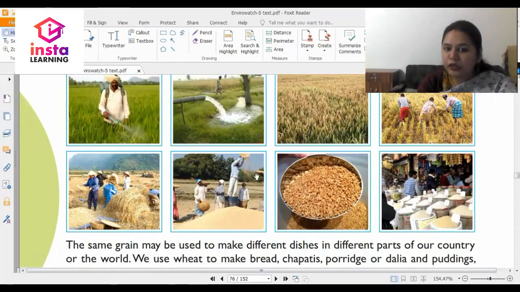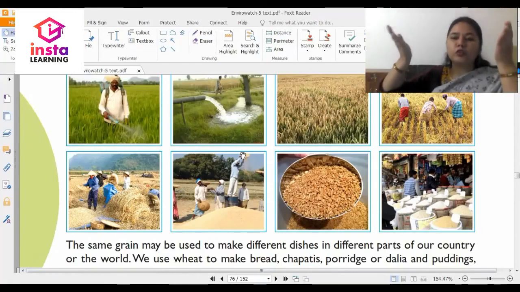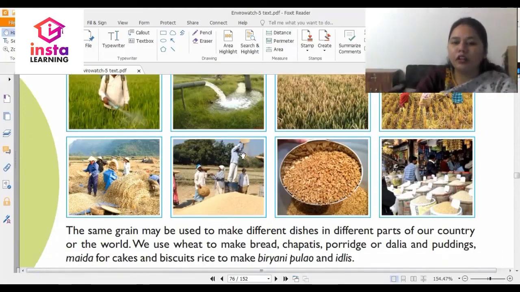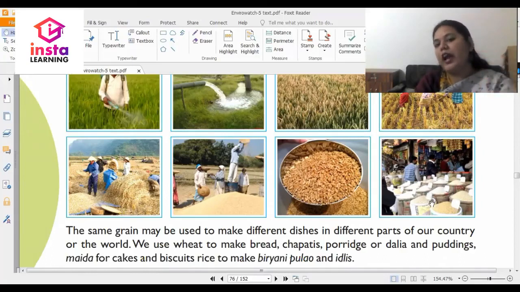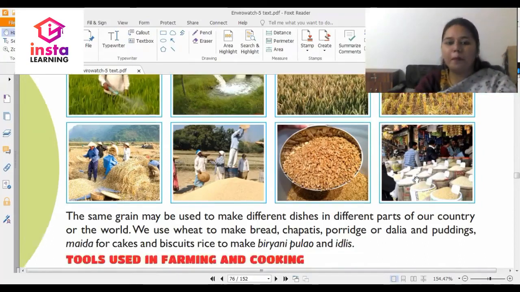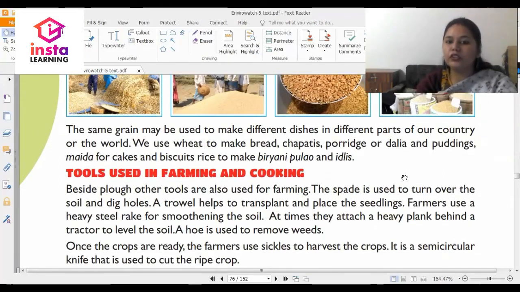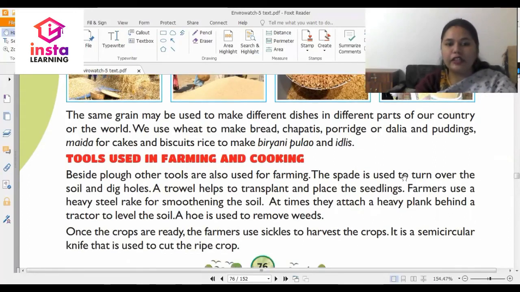And see, this is winnowing, when they use a kind of jute tray and they shake it well so that the dust is gone. And now the seeds are ready, or probably that crop is ready, and now it is sent to the market. The same grain may be used to make different dishes in different parts of the country. So we use it for making chapatis, dalia, which we also call porridge, or pulao and idlis, right?